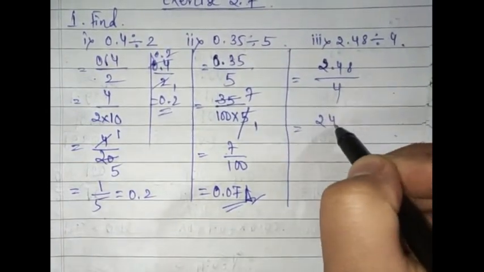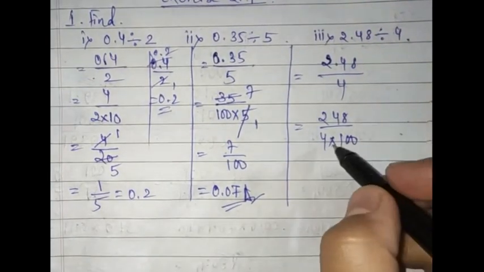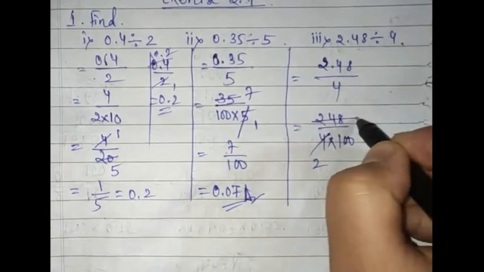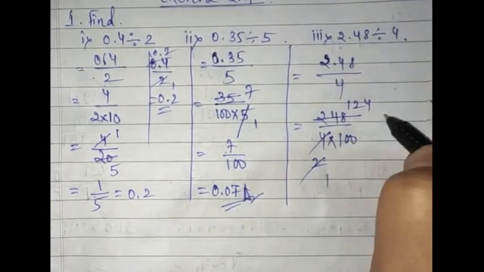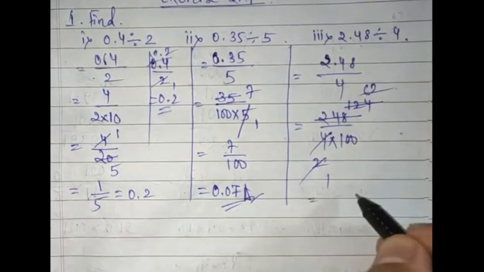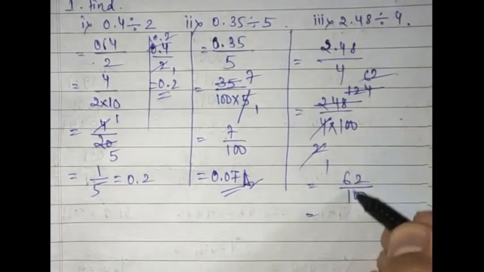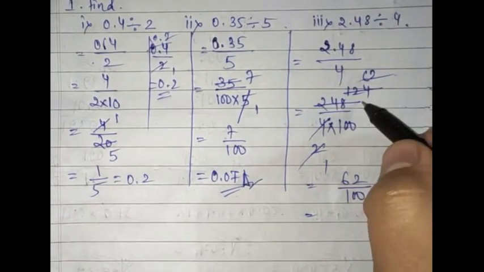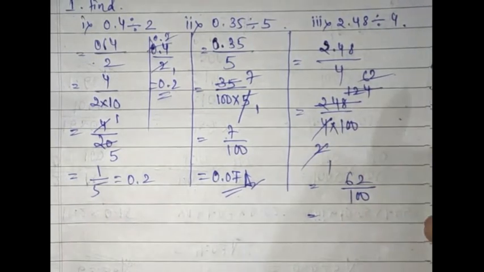Alright, so number 3, 2.48 divided by 4. So remove the point again, here you'll write 100. Now when you divide this, 2 2s are 4, 2 1s are 2, 2 4s are 8. Again we can divide, 2 1s are 2, 2 6s are 12, and 2 2s are 4. So it is 62 by 100. There is no need of cutting again and again. If you want to divide this directly, you can divide it and you can get the answer.